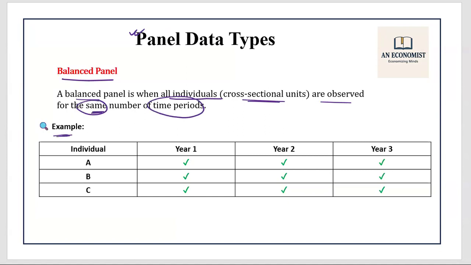So see, this example will help you to understand this. Suppose you have only three individuals. So three cross-sectional units, i equals 1, 2, 3. So these three cross-sectional units are there.